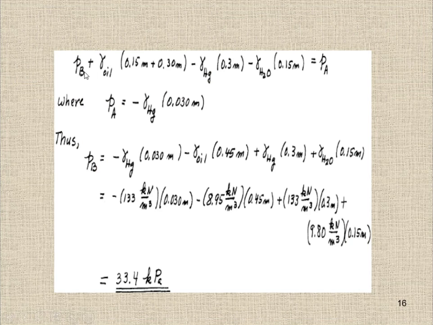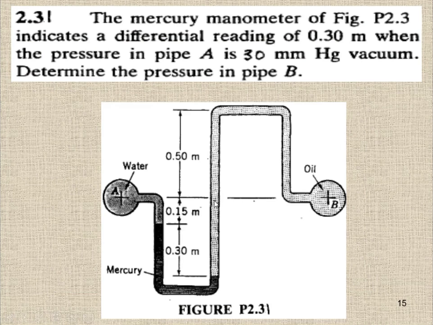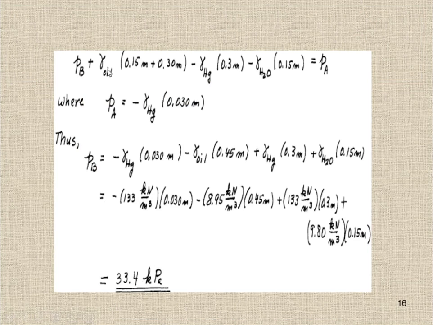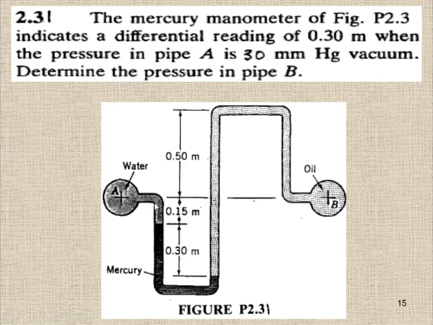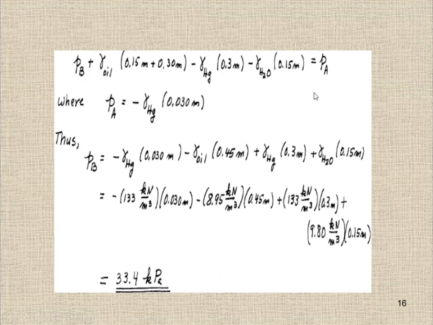So PB plus gamma of oil into 0.15 plus 0.3, as I told you, equals PA, we are going down here. PA plus 0.15 gamma H2O, and if you bring this side, plus gamma H2O plus 0.15 and gamma Hg into 0.3.